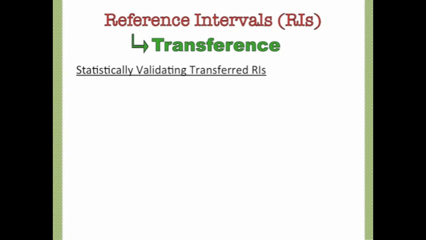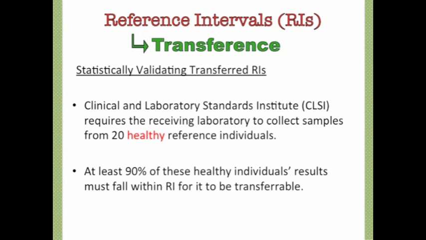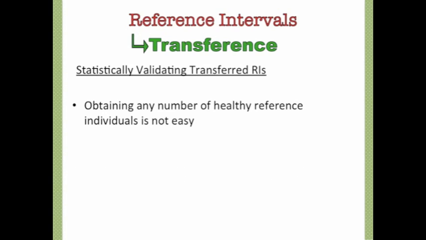To validate the reference intervals, the Clinical and Laboratory Standards Institute requires the receiving laboratory to collect samples from 20 healthy reference individuals. At least 90% of these healthy individuals' results must fall within the reference interval for it to be transferable. However, as I've mentioned before, obtaining any number of healthy reference individuals is not easy, and this is especially true for pediatric populations. As you can imagine, it is quite difficult to obtain blood samples from children.